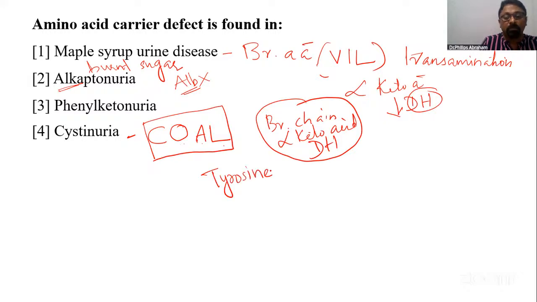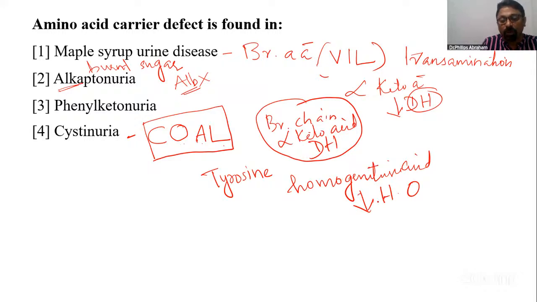Tyrosine metabolism. A compound is produced called homogentisic acid. And for its breakdown, we need homogentisic acid oxidase. What happens with the deficiency of this enzyme? This converts to some black colored compound we call alkapton bodies. Black colored alkapton bodies will be excreted in the urine.